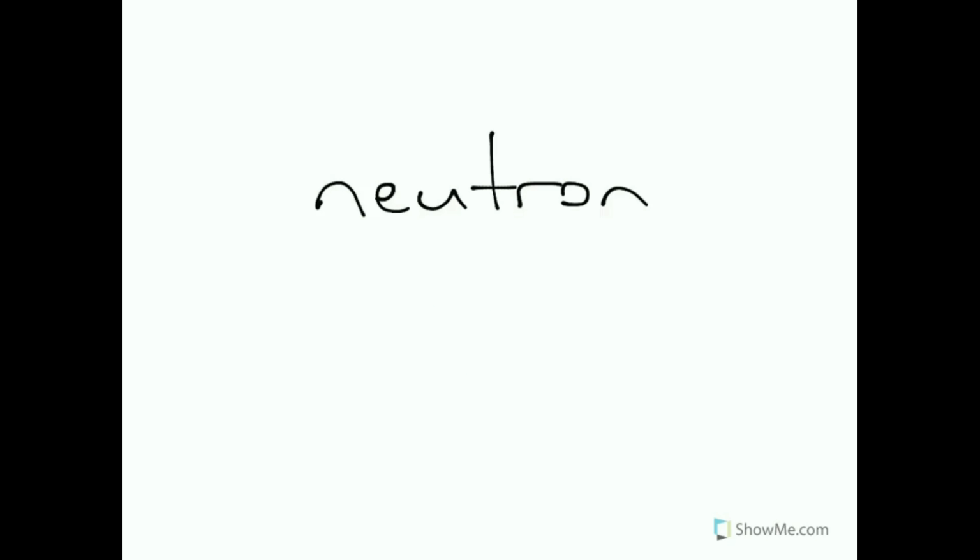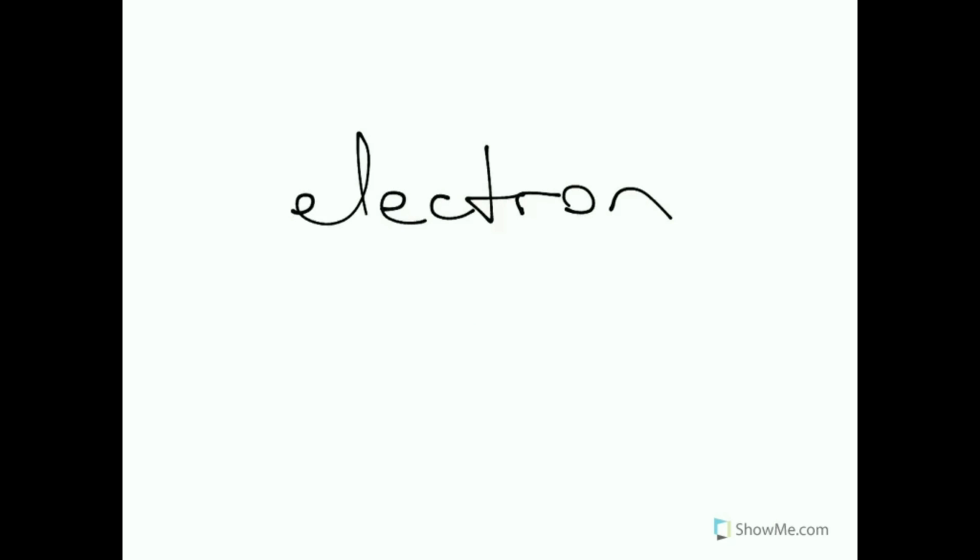The next one is the neutron. Neutrons don't have a charge. They are neutral. So we write the symbol for a neutron as an N with a little zero, showing that it has no charge. The third is the electron. We write the E for the electron and show that it has a negative charge.